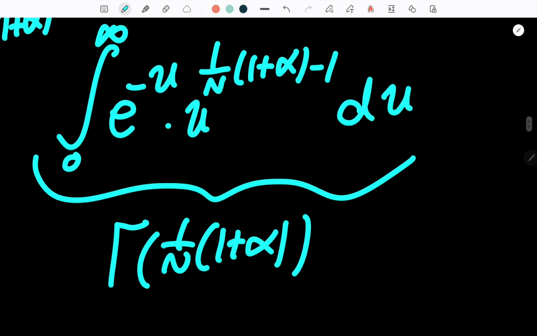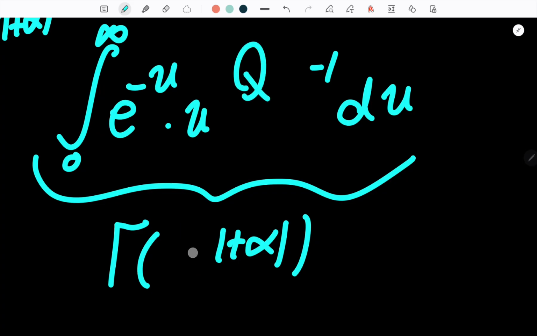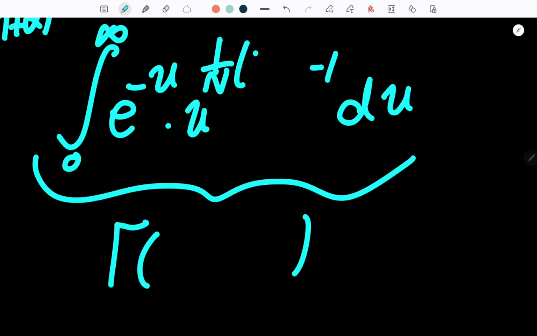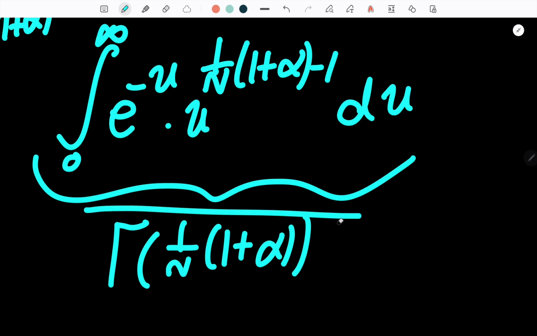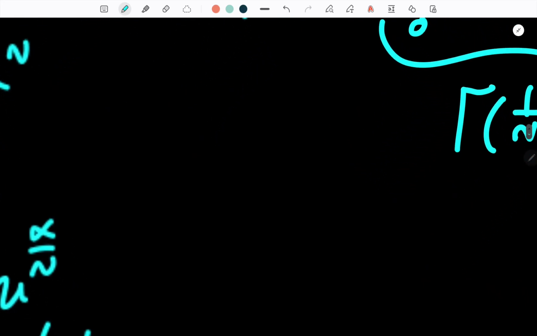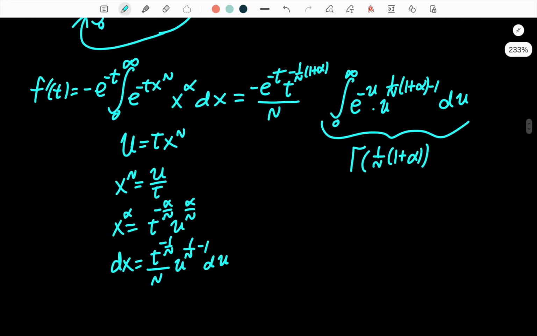Now, why is that? Well, if we replace this term with, say, maybe q, this is just going to be our Euler gamma function. And like we had before, if we take q to be 1 over n times 1 plus alpha, we'll have the integral that we just had right here.